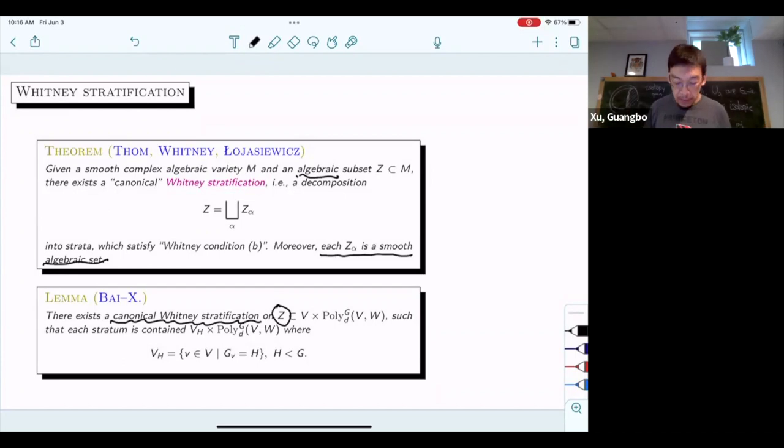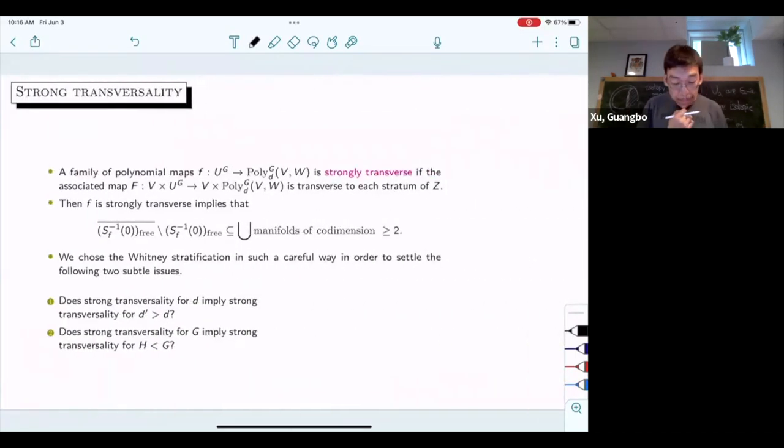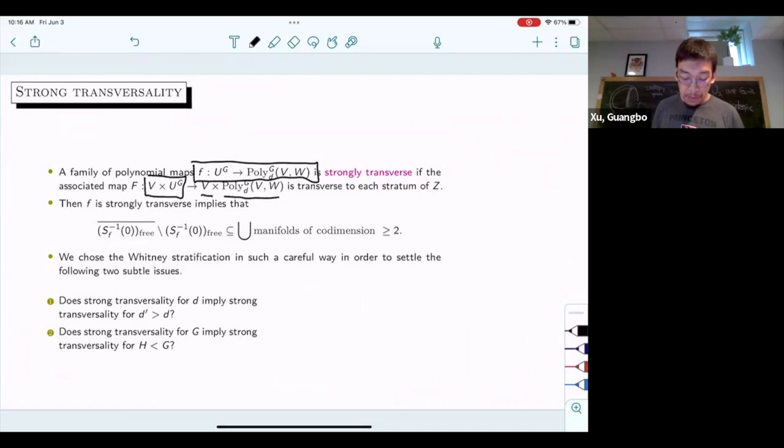functorial property. So basically we can define this family of polynomial maps to be strongly transverse if there is an associated map into V times the space of polynomial maps, and if the associated map is transversal to every stratum of this variety Z. So this is the precise definition of strong transversality. And basically using the property of Whitney stratification, you can see all those features of those sets, let's say codimension two boundary type conclusions.